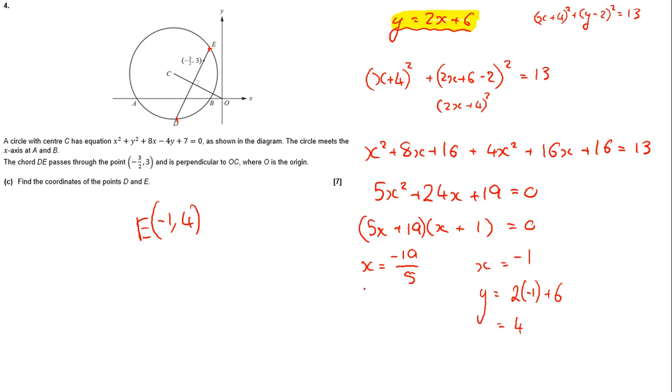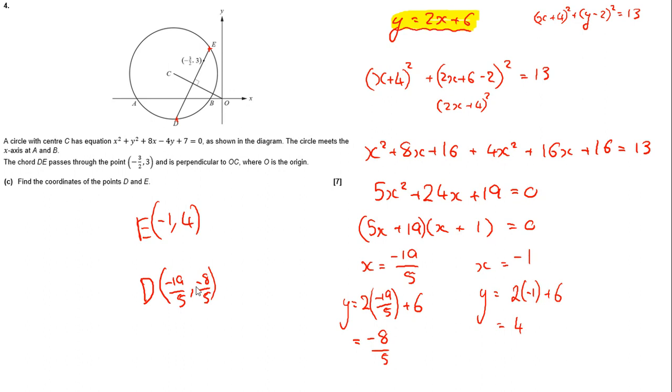Nice and easy. Let's do this one slightly harder. So we have y is equal to 2 times -19 on 5 plus 6, which is going to be -38 over 5 plus 6. When you put 6 over 5, it's going to be 30 over 5, so it's going to be -8 on 5. Just leave it as a fraction. Don't make it harder by trying to make it into a decimal. So we've got -19 on 5 and -8 on 5.